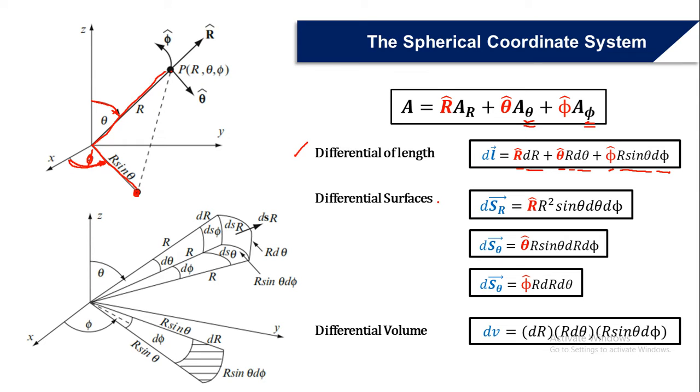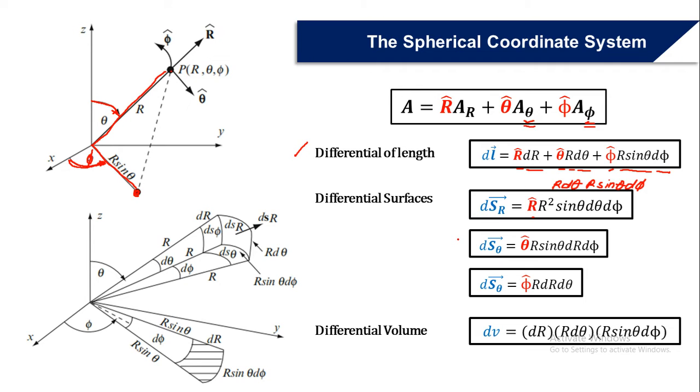For the differential surfaces, meron tayong tatlo. Okay. Doon sa surface, in the direction of our r, capital R, is equal to r hat, so r squared sine theta d phi. So, wala yung pinakaiba sa pag-multiply nitong dalawa. No? R d theta times r sine theta d phi.